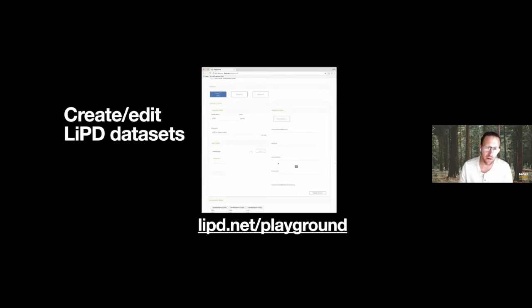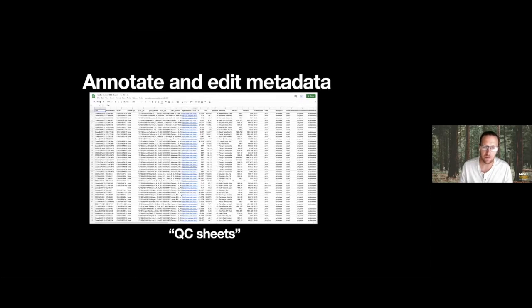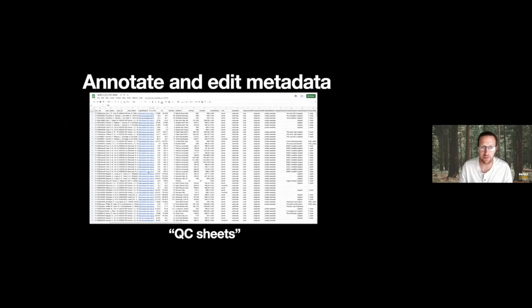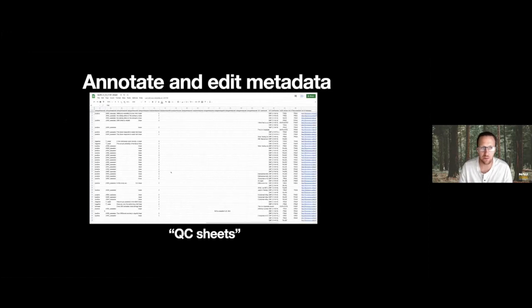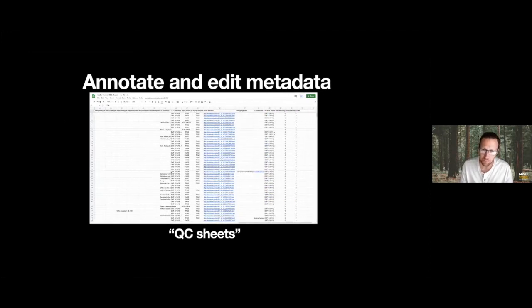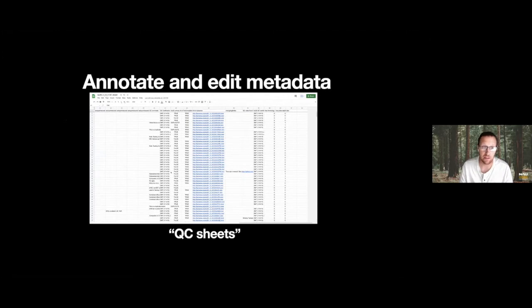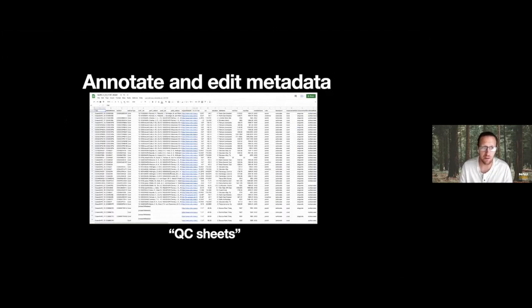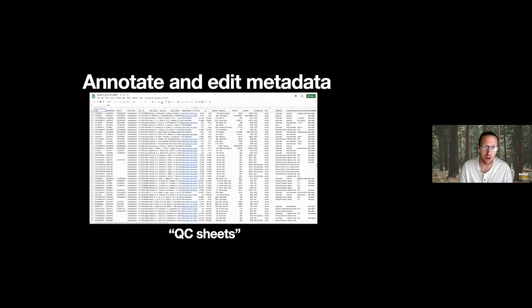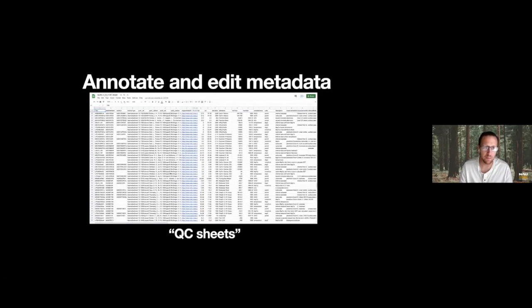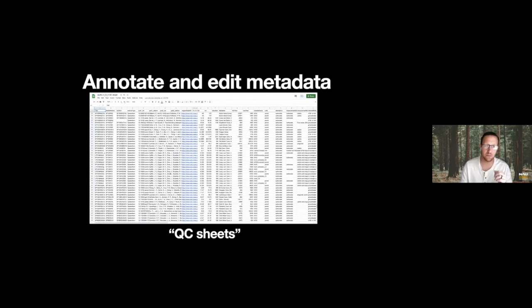Once we have some subset of the data in Lipid, we will create one of these. This is what we call a QC sheet. It's just a giant Google spreadsheet. This is the example from ISO2K. It has, especially in the case of ISO2K, a very large amount of metadata, with lots of columns being metadata, and lots of rows corresponding to each of the time series.